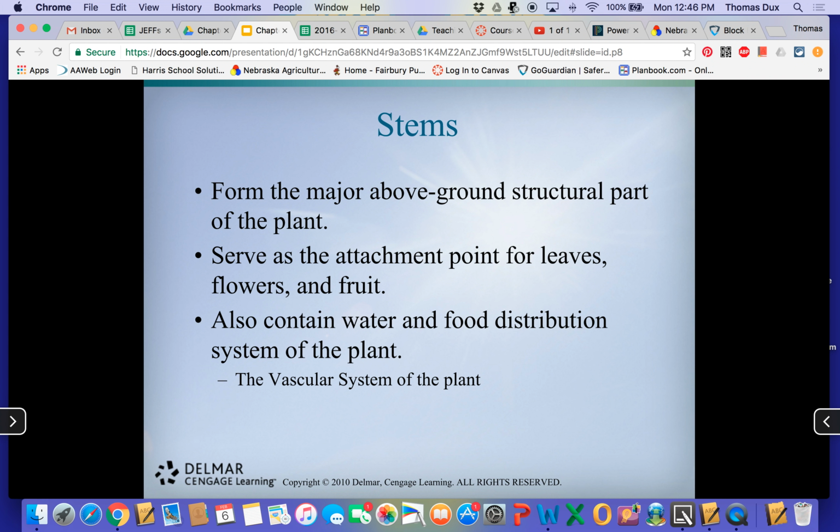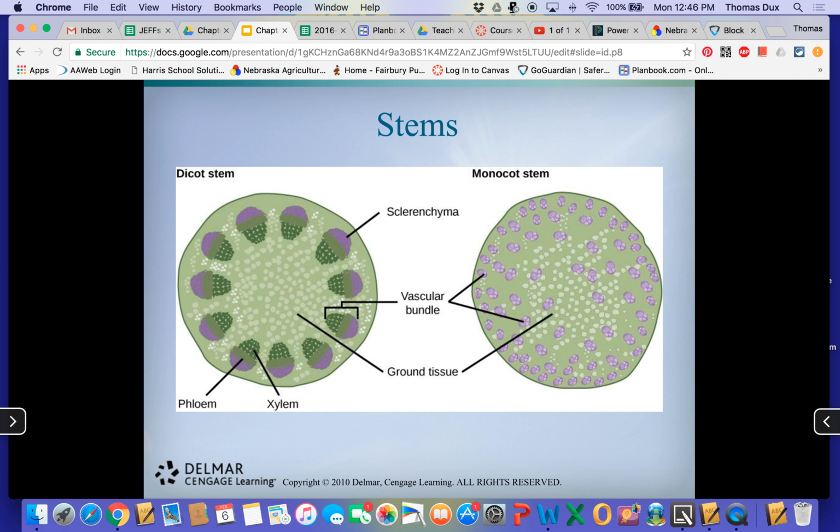Yes, the blood in our bodies transfers oxygen and nutrients throughout our body. This is exactly what the vascular system of a plant does. We'll look at this a little bit today. If you took a plant, a dicot or a monocot, and cut a cross section of the stem open, this is kind of what it looks like.